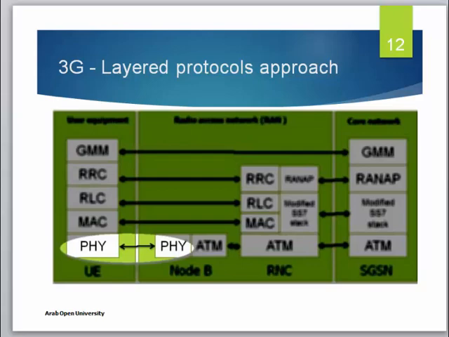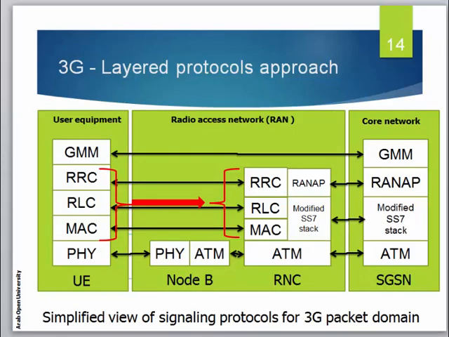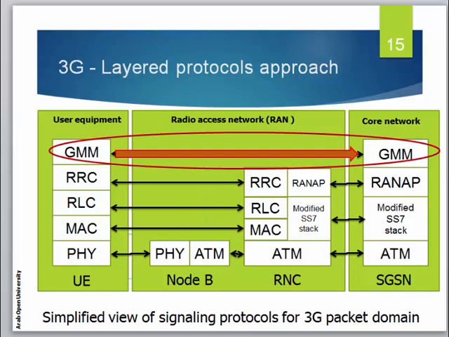As you can see, the PHY layer acts as the radio interface between the UE and the ATM, asynchronous transfer mode block. For the above layers, MAC, RLC, and RRC, all of them terminate here in the RNC block, while the top layer, the only protocol we have, which is the GMM, terminates directly on the SGSN.